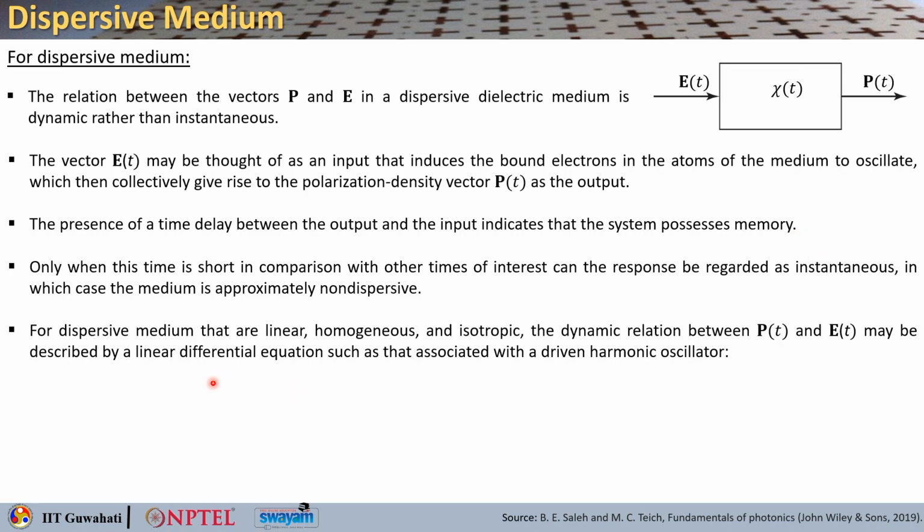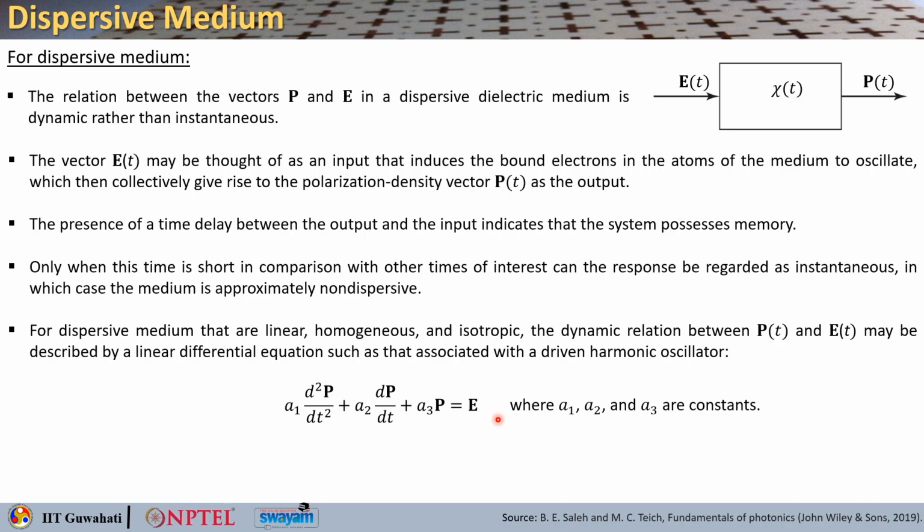So for a dispersive medium which is linear, homogeneous and isotropic, the dynamic relationship between P(t) and E(t) may be described by a linear differential equation such as that associated with a driven harmonic oscillator, something like this: A1 d squared P/dt squared plus A2 dP/dt plus A3 P equals E. So this A1, A2, A3 are constants.